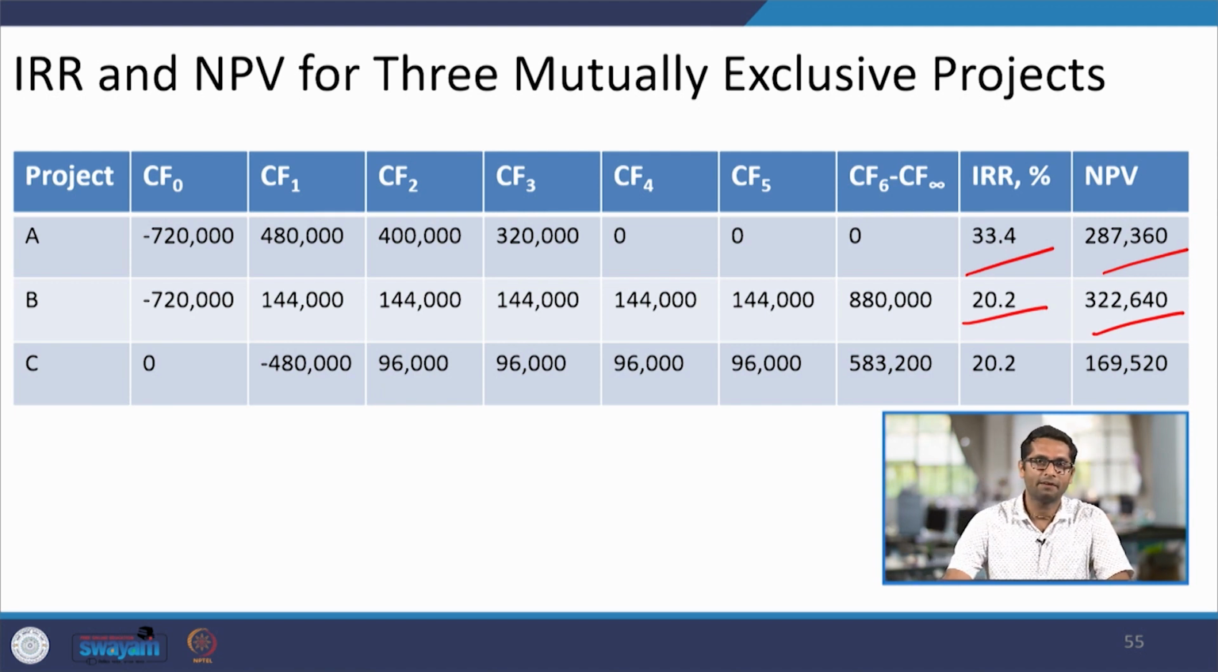Further, we can see two projects which have the same IRR. In the case of projects B and C, both happen to have an IRR which is almost similar, at 20.2%, but they would have a very different NPV as well. So, in this case, it becomes difficult to decide which particular methodology you would want to go for.